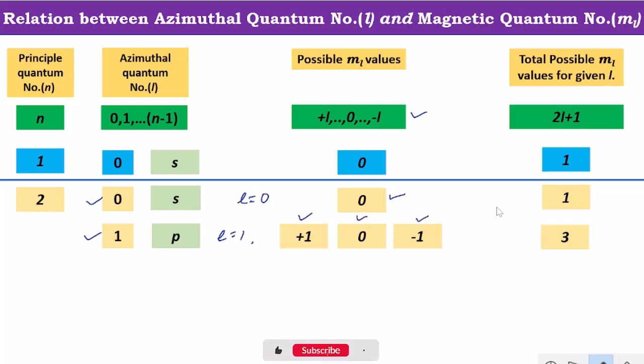Let's calculate the total possible ml values. These values can be calculated using the formula 2L plus 1. So in this case, 2 in brackets, the value of L in this case is 0.